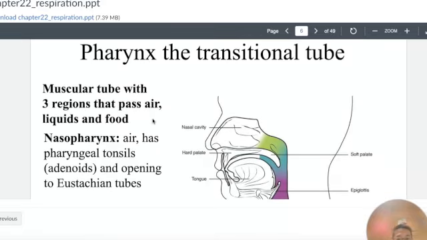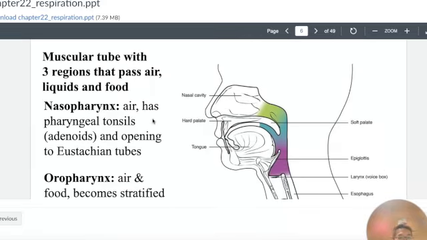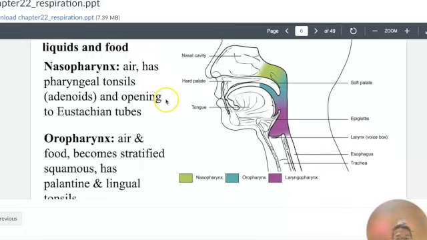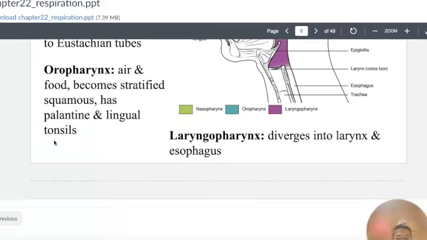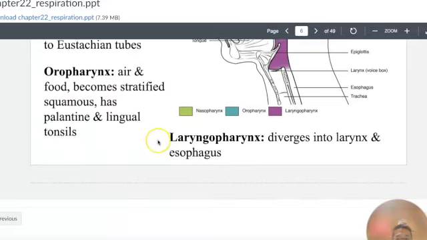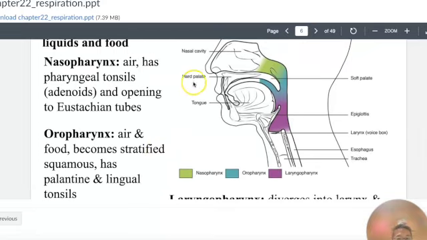Next part would be the pharynx area. Okay, it's a muscular tube with three regions for air to pass: the nasopharynx, the oropharynx, and the laryngopharynx. So it's divided into three parts right here. This is the nasopharynx part. This is the oropharynx, where the mouth and all that is attached. And here is the laryngopharynx. Okay, right here.